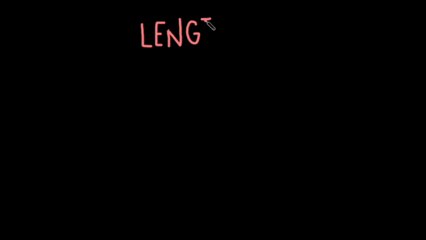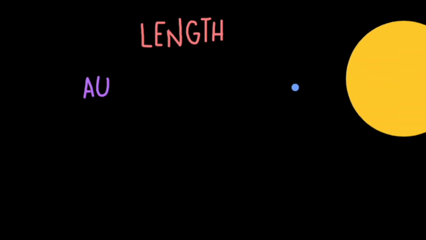Units of length. AU, aka an astronomical unit. An AU is defined as the mean distance between the Earth and the Sun. That's about 150 million kilometers.